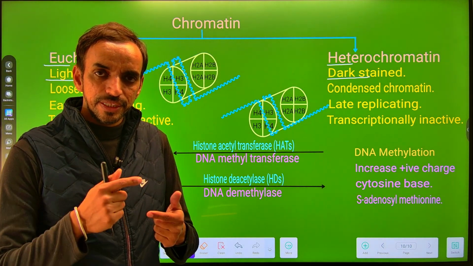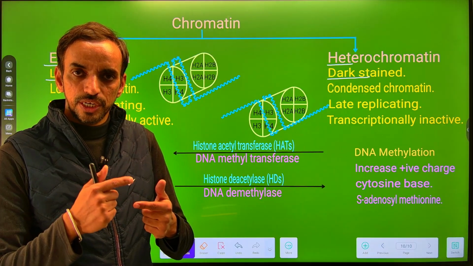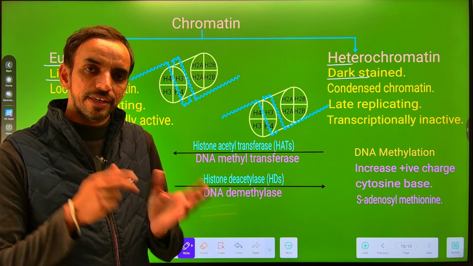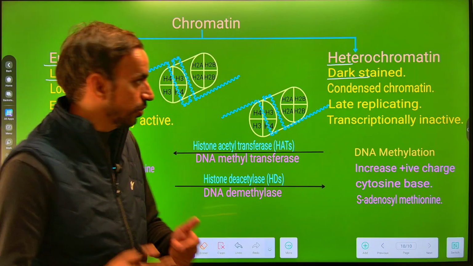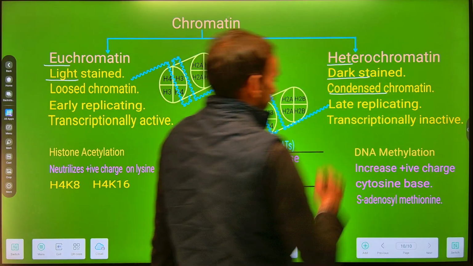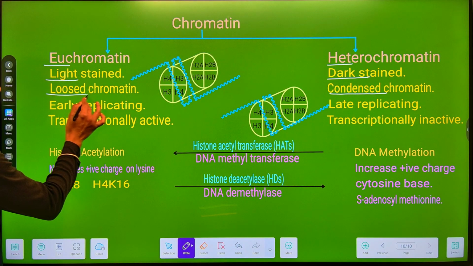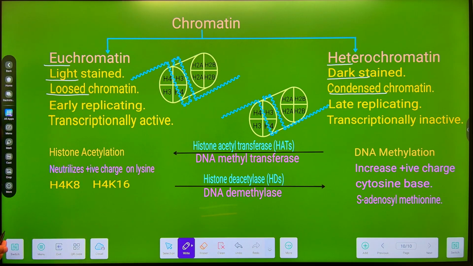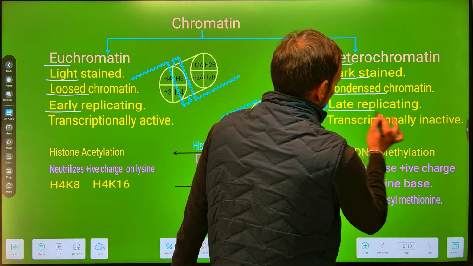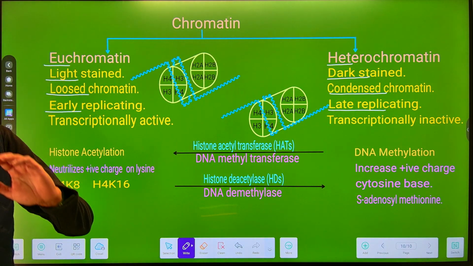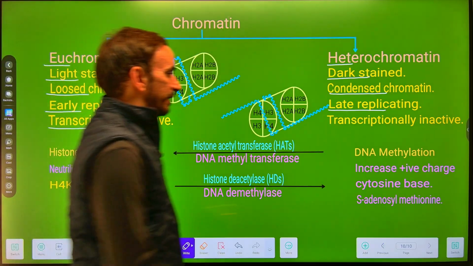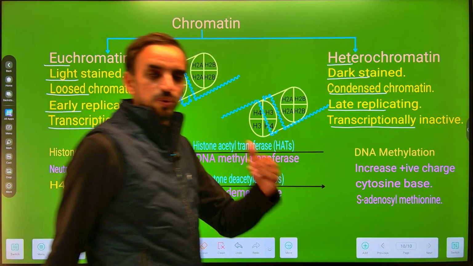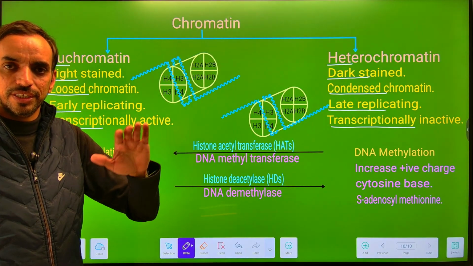Euchromatin regions are the regions where the DNA loosely attaches to the nucleosome or the histone, and the heterochromatin regions are the regions where the DNA tightly attaches to the nucleosome, that is a condensed chromatin we can say, while the euchromatin is a loose chromatin. Now, it is loose, so it is early replicating, while these regions which have heterochromatin are late replicating. Similarly, these are transcriptionally active, meaning there is an expression of gene, while these are transcriptionally inactive. So we can say it is one of the ways to carry out gene regulation.